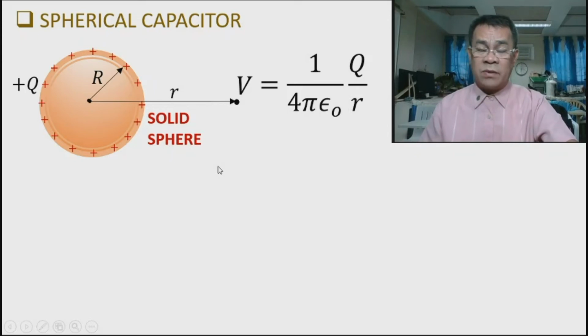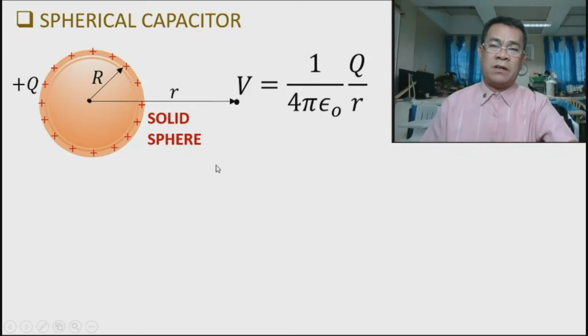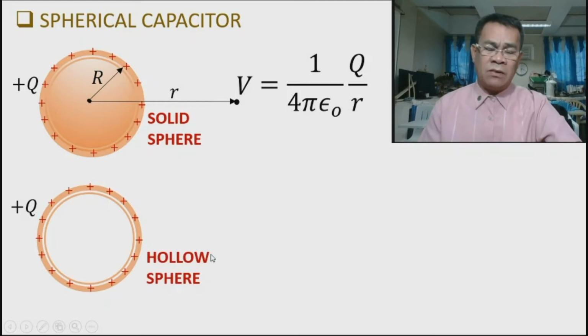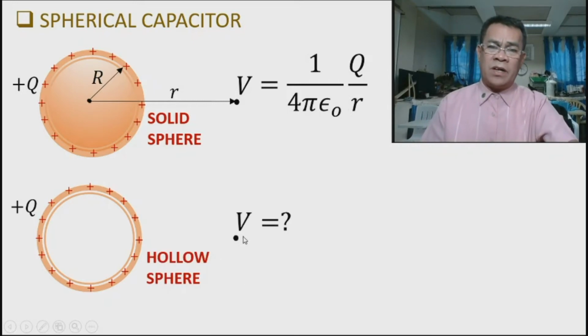Now our problem is what? It is a hollow sphere. So this is the real situation of our problem. We have this positively charged hollow sphere. This is unlike the solid one. The question is, what if you are asked to solve for the potential difference at this point, which is outside of the surface, whose radius is R, the same radius? What will be the potential difference at that point?